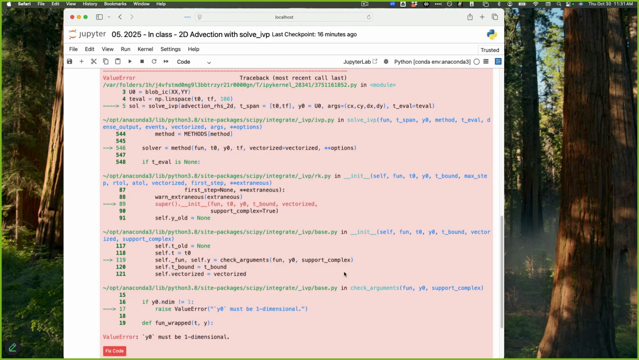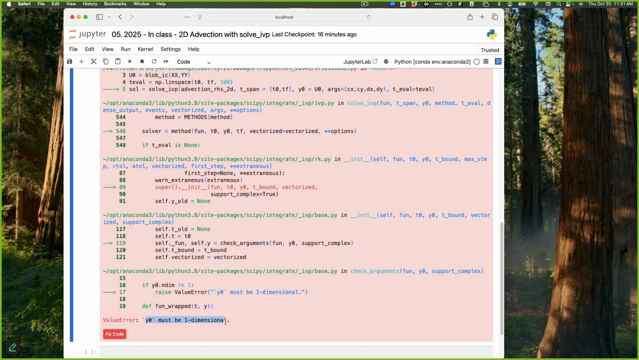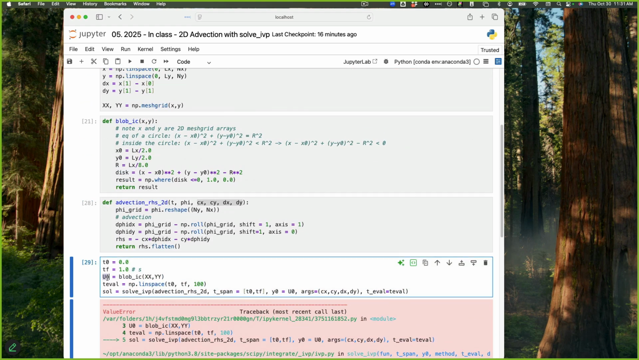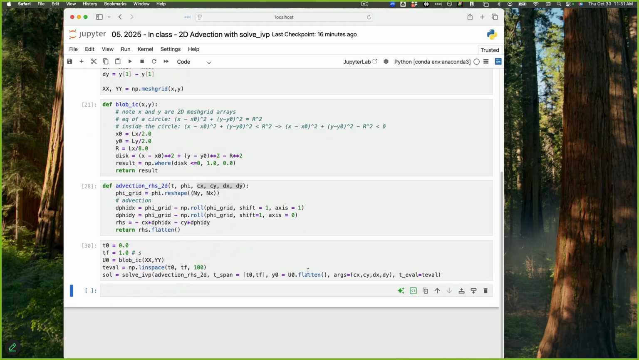Now if I run this, it's going to throw an error. It tells me y0 must be one-dimensional. I forgot to flatten it. Remember, u0 here is two-dimensional, so all I need to do is flatten it. Dot flatten. And if I run this, it runs. Okay, victory is ours.